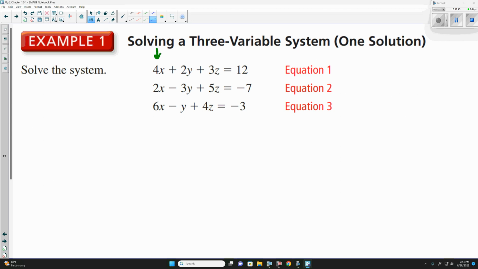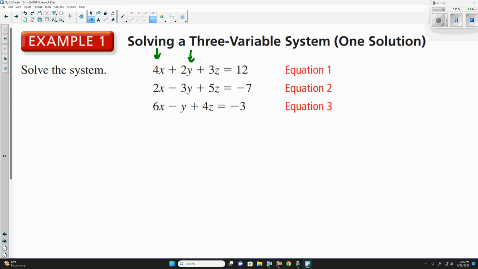What can we do to 2x? What can we multiply 2x by to get it to be 4x? 2. That's pretty easy. I can multiply it by 2, we get 4x. What can I multiply 2x by to get 6x? 3. That works well, because I can turn 2x into both 4x and 6x easily, so it's a good one to eliminate first. Let's look at y.